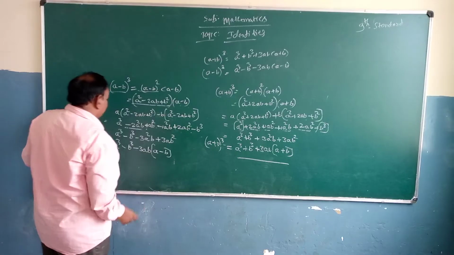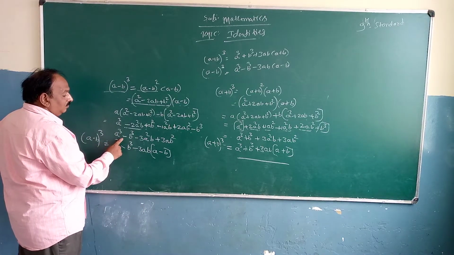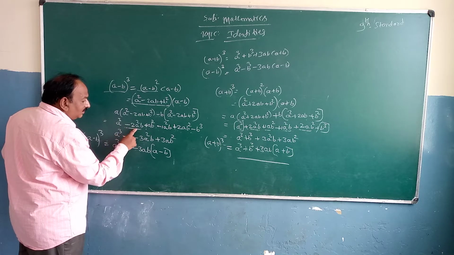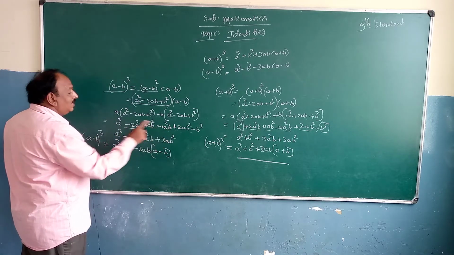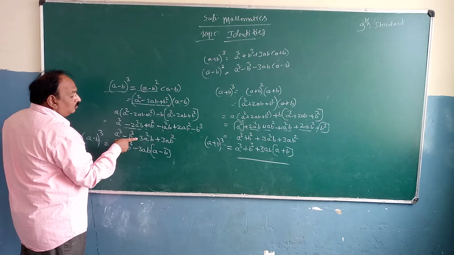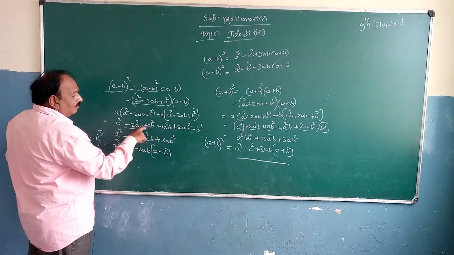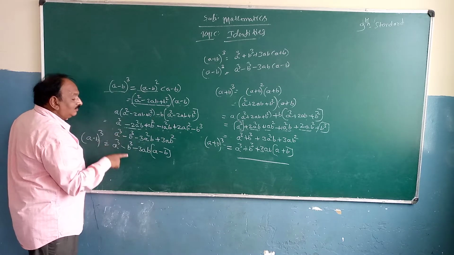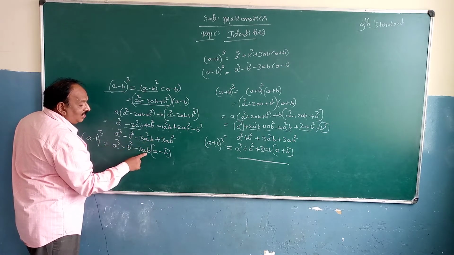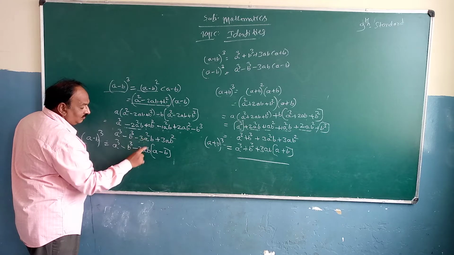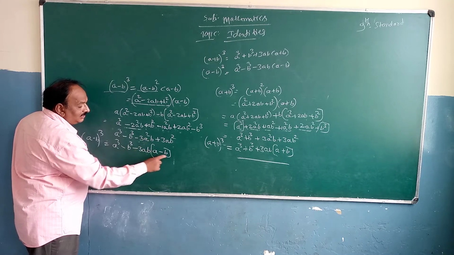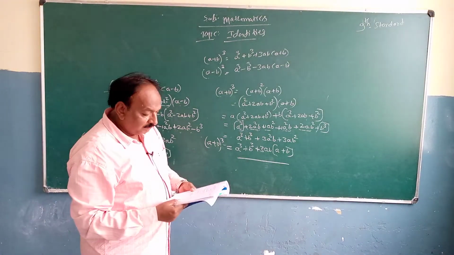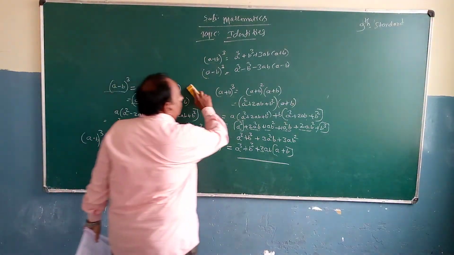Plus into minus minus b cube. A cube minus b cube minus 3a square b. How it comes: minus 2a square b minus 1a square b, both are minus, we have to add and write the minus sign. Both are plus, we have to add and write the plus sign. A cube minus b cube, 3ab is the common factor, 3ab outside, a minus b. So let us solve some problems based on this.